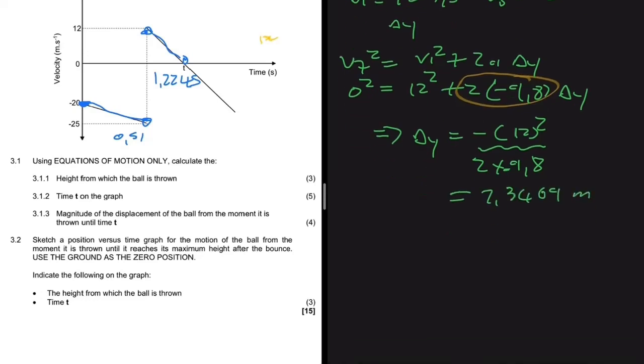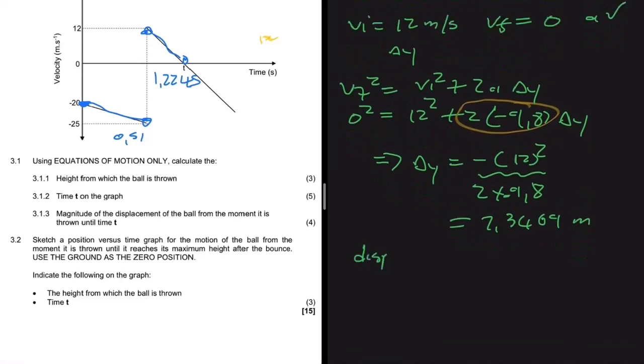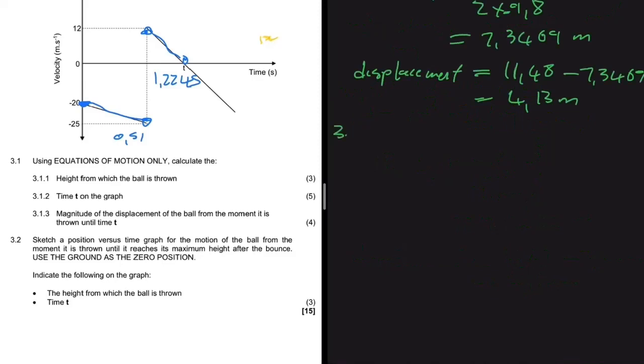And then the answer we get is 7.346 meters, right? So now our displacement will be equal to 11.48 minus 7.3469, which is equal to 4.1331 meters, right? Now we can move to 3.2.